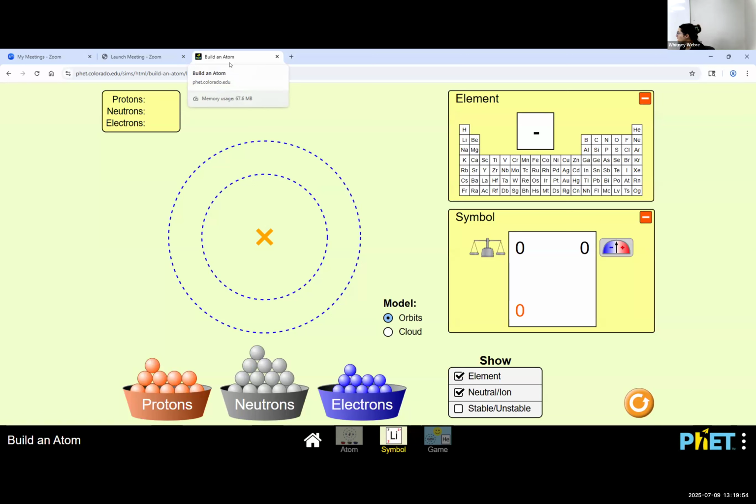So remember that the proton tells you the identity. If I was to put 1 proton in here, the identity is the number 1 element on the periodic table of elements. If I wanted to put 6, notice how the identity is changing every time I add 1.